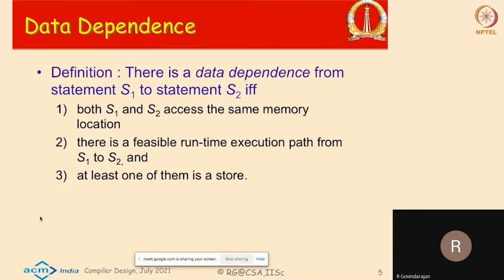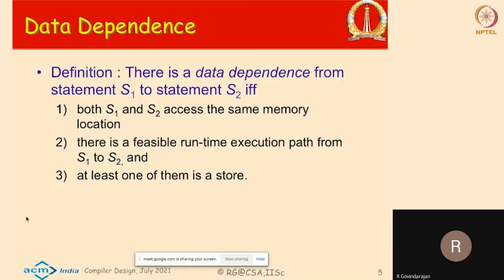Let's just start off with the simple definition of data dependence again. Here we will say that there is a dependence from statement S1 to statement S2 if both S1 and S2 access the same memory location, and if there is a feasible execution path from S1 to S2, right? But at least one of them must be a store in order for this dependence to be a meaningful dependence. That is, one of them must be a write, and the other one can be a read, or the other one can be a write. Okay, this is pretty much the same definition that we saw for the scalar variable.